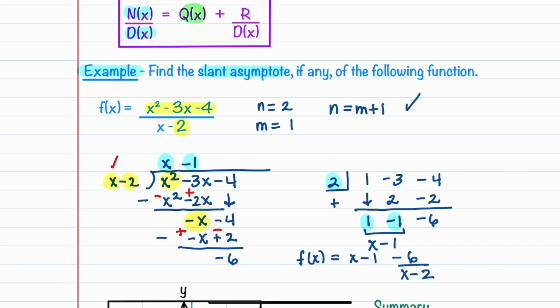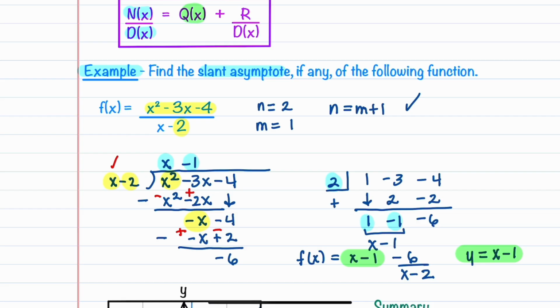You really don't have to worry about the remainder part because we're just looking for the slant asymptote. Our slant asymptote comes from the x minus 1. Our slant asymptote then is going to be y is equal to x minus 1.